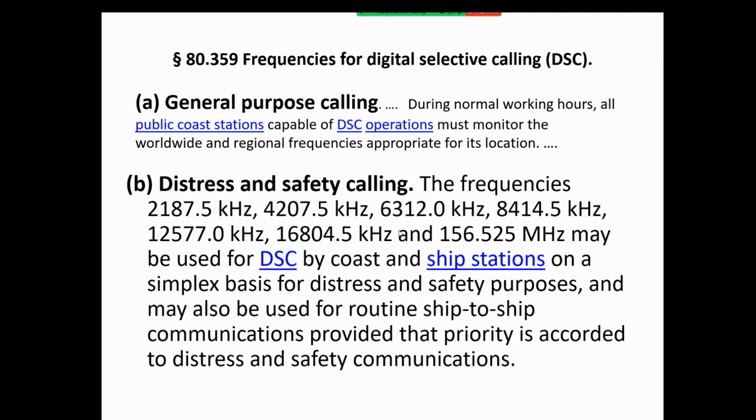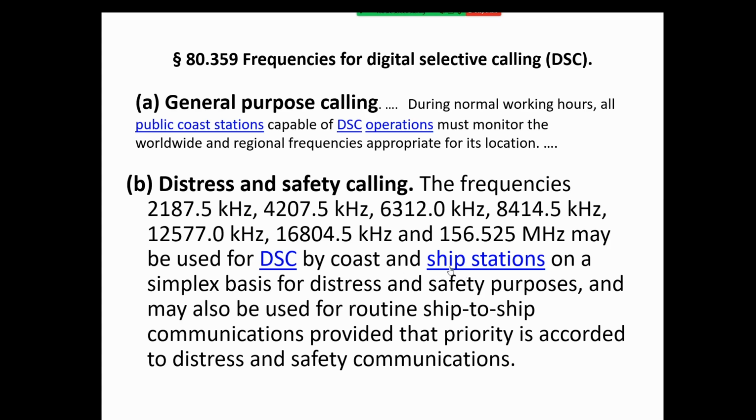Many times when they're referring to the medium and high frequencies, they'll look at these 6, and they won't necessarily include channel 16. Well, actually, 156.525 is what? That's channel 70, the DSC channel, digital selective calling. All right. So these are the safety and distress calling channels.